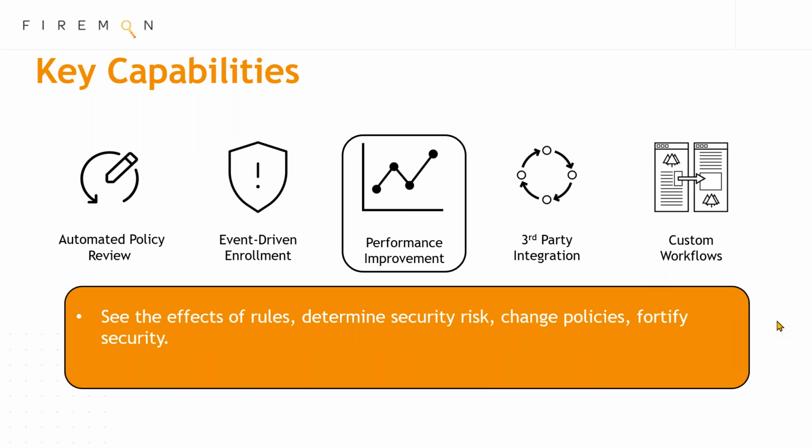The performance improvement capability refers back to the KPIs that are going to be available on the dashboard for Policy Optimizer, which are going to allow you to see the effects of rules and determine the security risk, as well as change policies in order to fortify your security policy in response. So in addition to letting you watch your security trends at a dashboard level, Policy Optimizer provides the people who are tasked with that rule review with all of the pertinent information associated to a given firewall rule in order to help them make informed decisions on whether or not that rule should continue to exist.